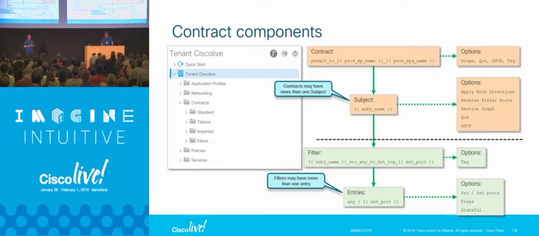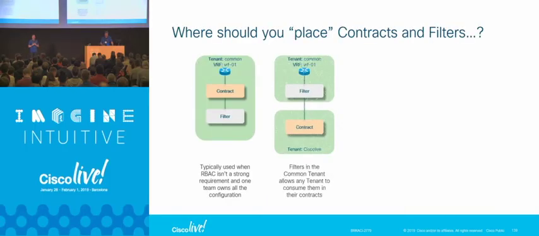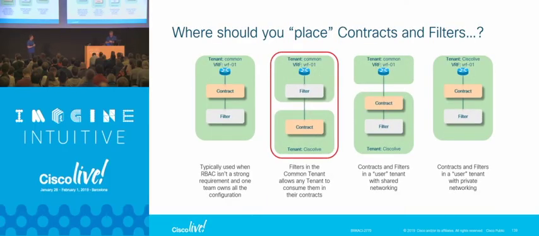Now, where should we place them? We've seen this already a few slides ago. So we're going to place our filters up in the common tenant, and then we're going to go and create contracts inside the Cisco Live tenant, he says, with fingers crossed. So this is the model that we're using.